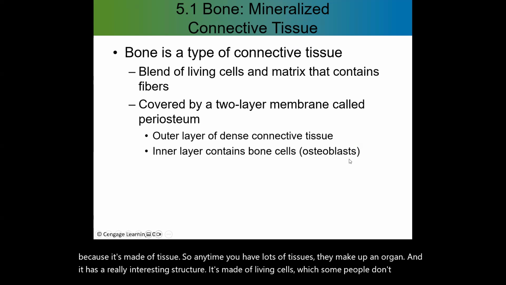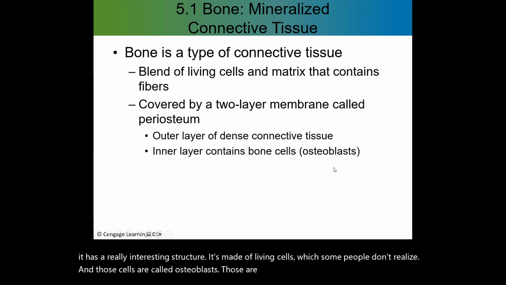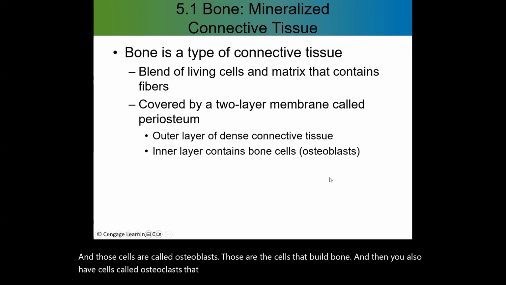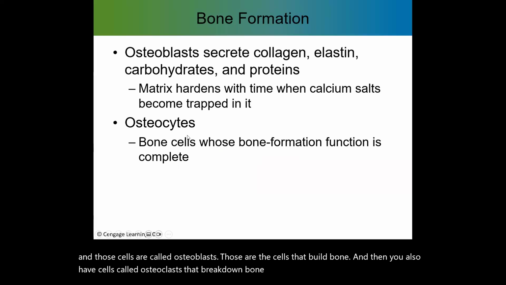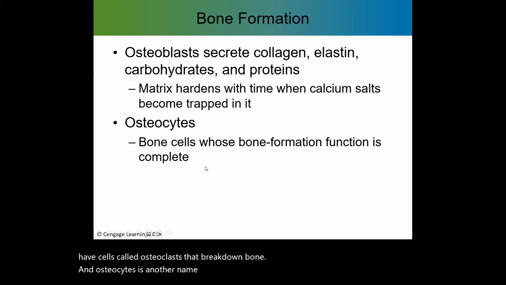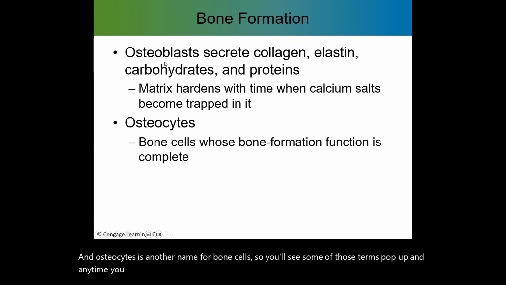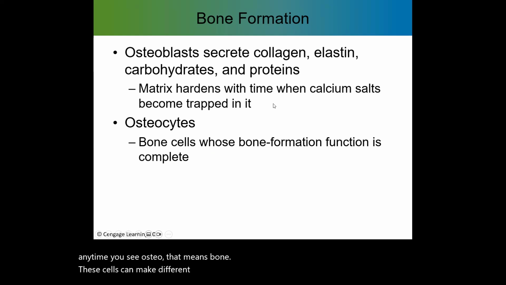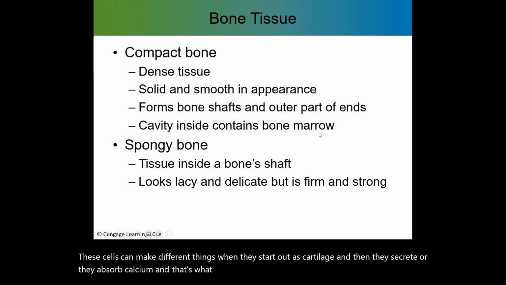And those cells are called osteoblasts. Those are the cells that build bone. And then you also have cells called osteoclasts that break down bone. Osteocytes is another name for bone cells. So you'll see some of those terms pop up, and anytime you see osteo, that means bone. These cells can make different things when they start out as cartilage and then they absorb calcium, and that's what makes them bone. So they're pretty neat cells.